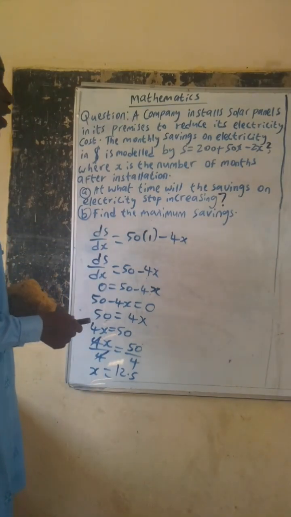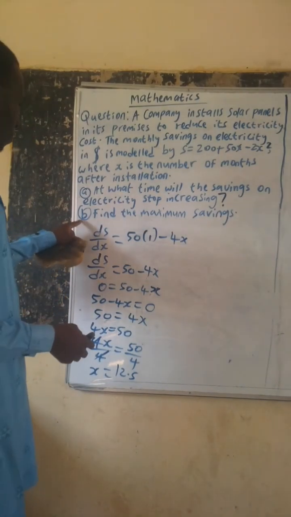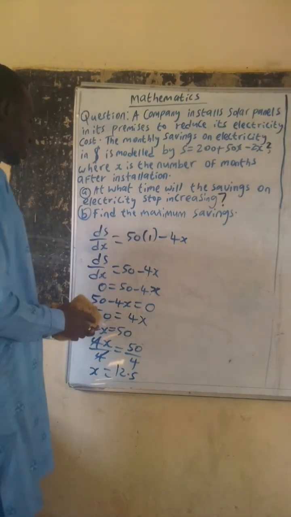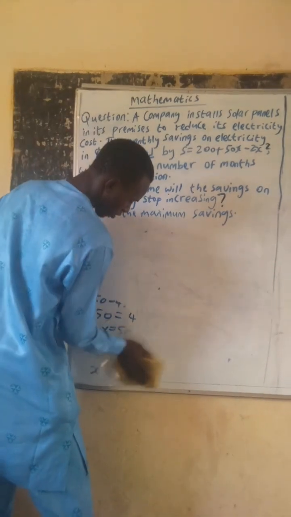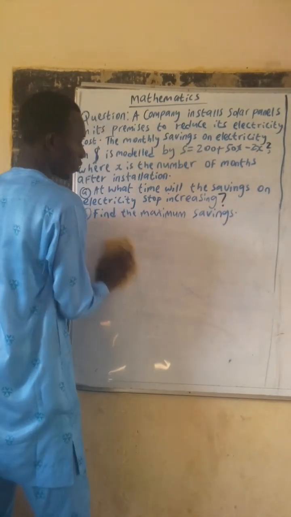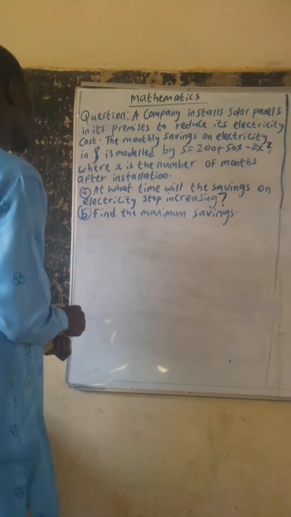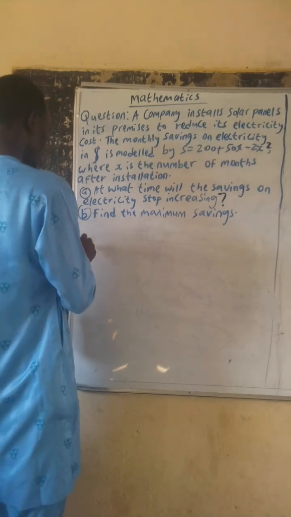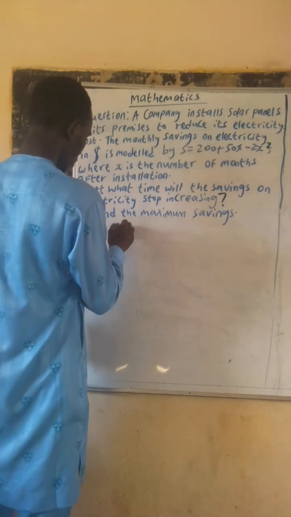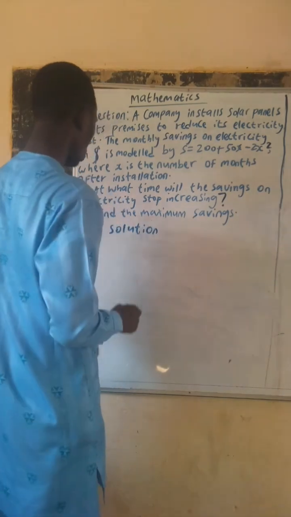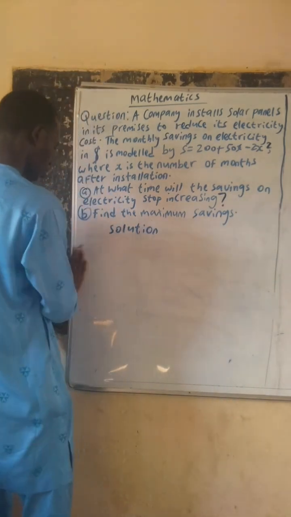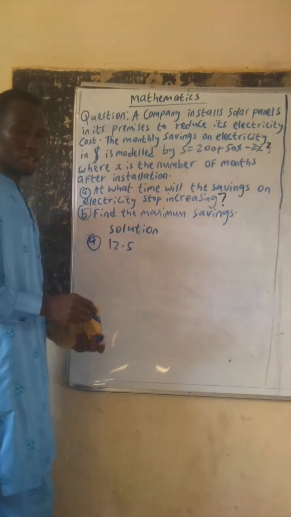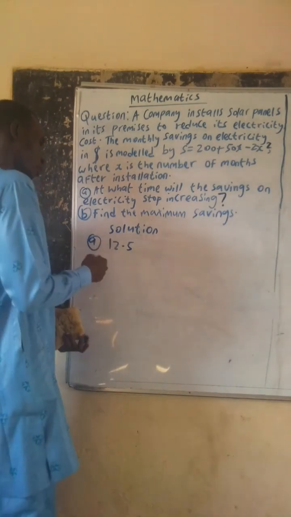So now let's go right ahead to find B. It said, find the maximum savings. Now let's find the maximum savings, B. So the answer for A was 12.5, right? 12.5. That's the answer for A.